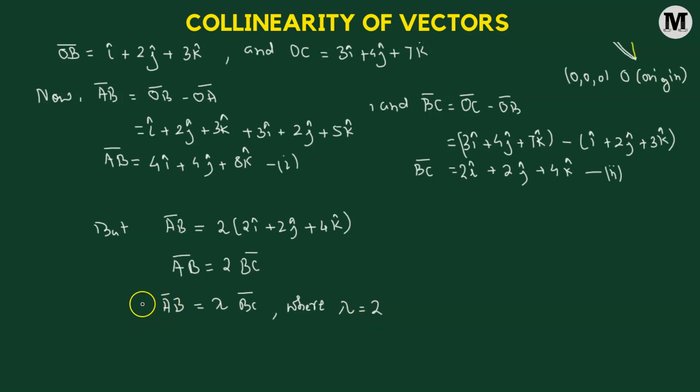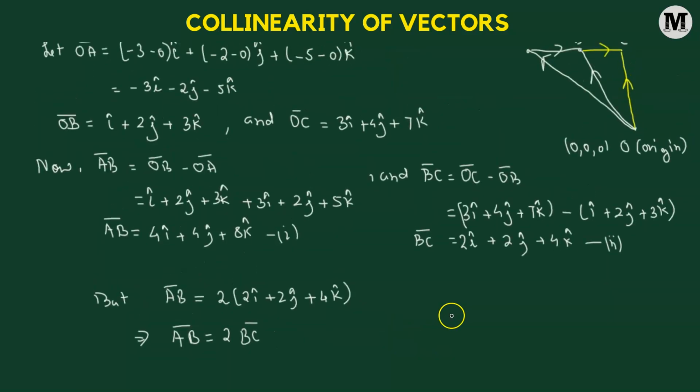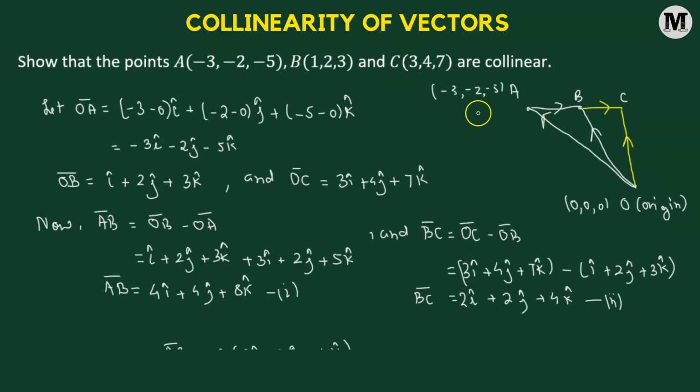Now, whenever this particular criterion is met, this simply tells us that the 3 points A, B and C are collinear. So we have successfully verified that the 3 points A, B and C, whose coordinates are given to us, are collinear.